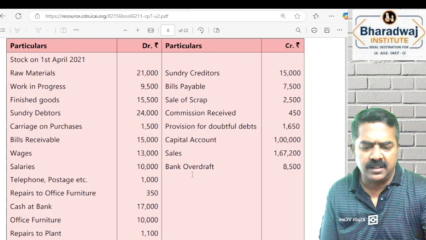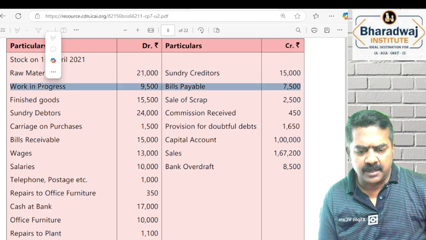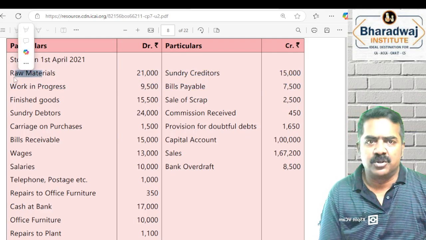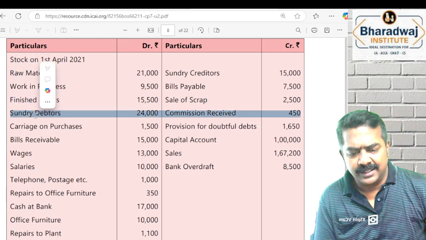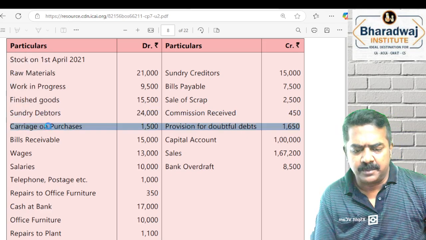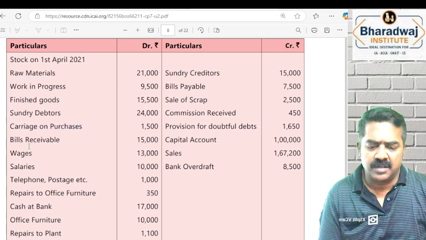Where will raw material come? In which account will this raw material come? Opening stock of raw material, opening stock of WIP, where will it come? Manufacturing account. Finished goods will come in the trading account. Debtors will go to the balance sheet, asset. Carriage on purchases will be added to purchases, to the purchase of raw material.